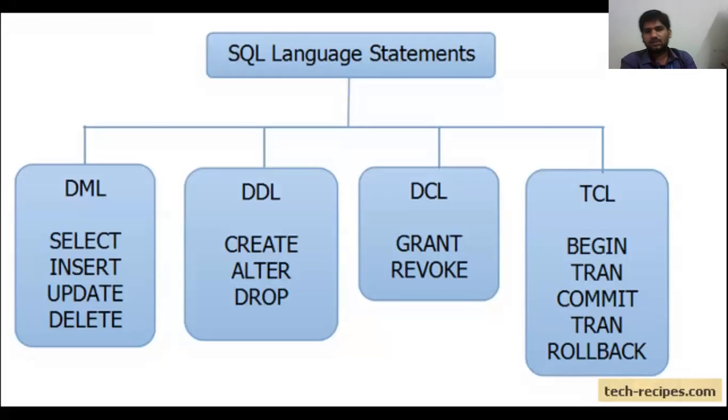These are the SQL language statements: how we use DML, DDL, DCL and TCL. I think you may not know about this. You may have come across commit and rollback. In DML we can perform select, insert, update, and delete. In DDL we can create, alter, and drop the table. In DCL we give controls, so grant and revoke. And in TCL we can begin transaction, commit, and rollback.